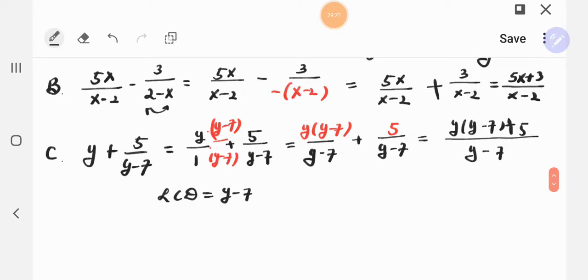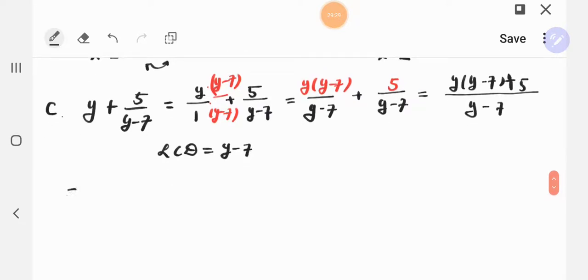So let's go to the next line. And then factor. Okay, before we factor this, simplify the numerator. So use the distribution property: y squared minus 7y plus 5 over y minus 7. And then as you can see, the numerator is not factorable. We cannot find any combination, so that's it.